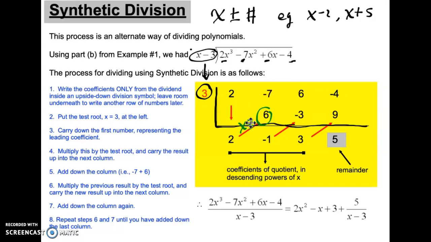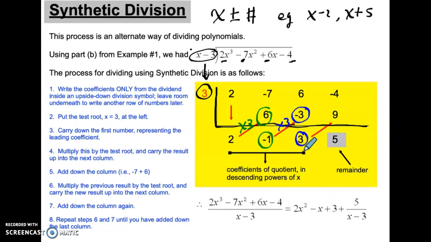And then our next step is always add the column. So negative 7 plus 6. That's how I got this negative 1. And then we repeat the process all over again. So we multiply to get up, so times 3, negative 1 times 3, that was the negative 3. Add the column. That's how I got that 3 there.